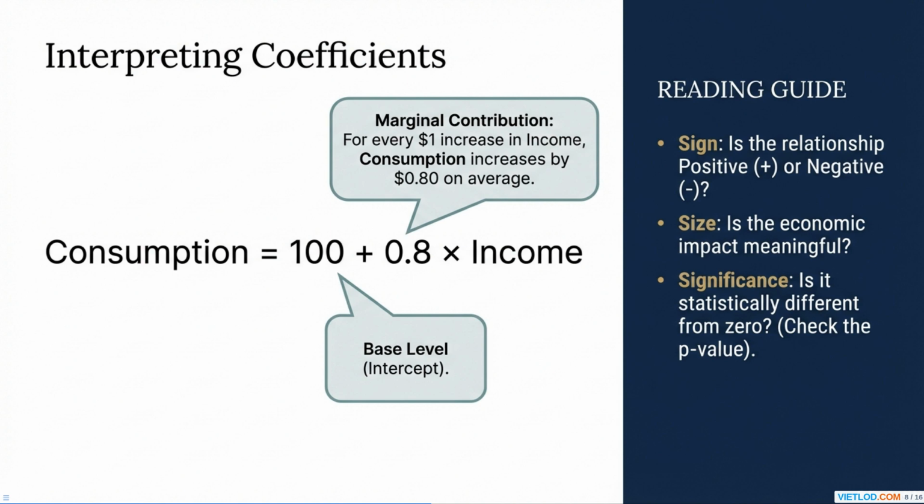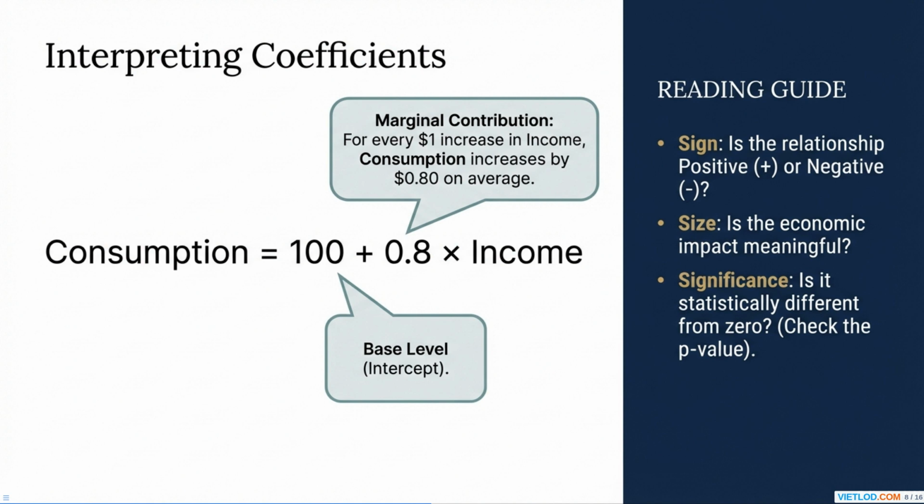Once we have our estimated equation from a regression analysis, the crucial next step is to interpret what the coefficients actually mean. Let's take a classic Keynesian consumption function as an example. Consumption equals 100 plus 0.8 times income. Here, the 100 represents the base level, or intercept. It signifies the autonomous consumption, or how much an individual would consume even if their income were 0. The 0.8 is the marginal contribution of income to consumption. This means that for every $1 increase in income, consumption is expected to increase by 80 cents, on average.